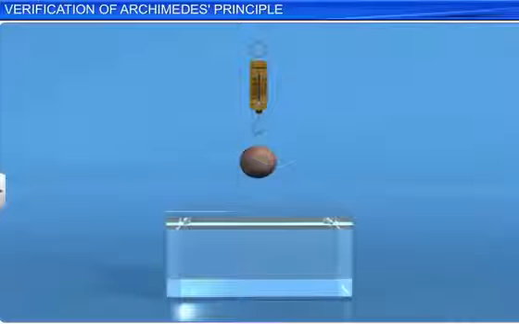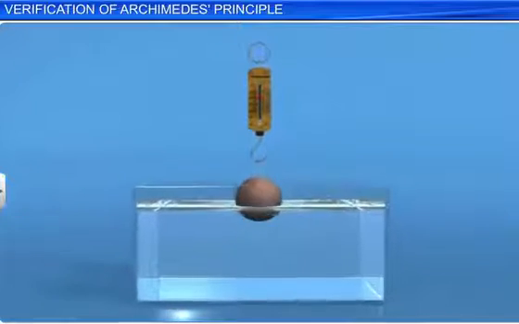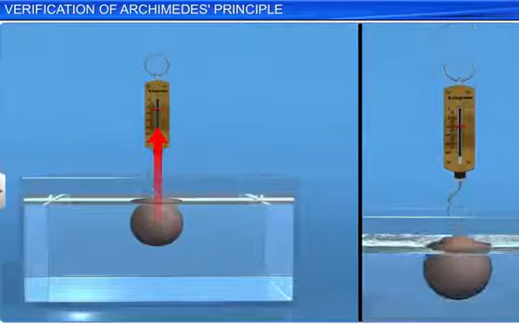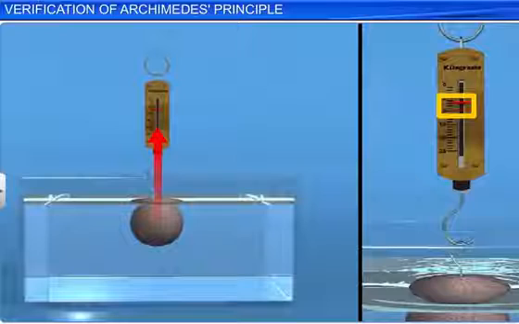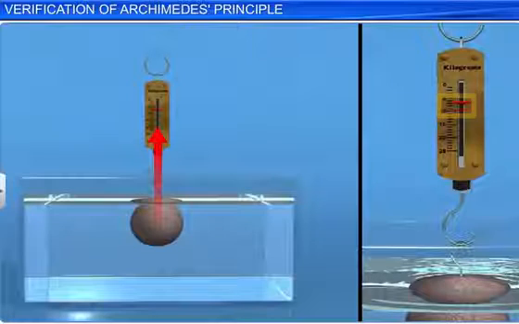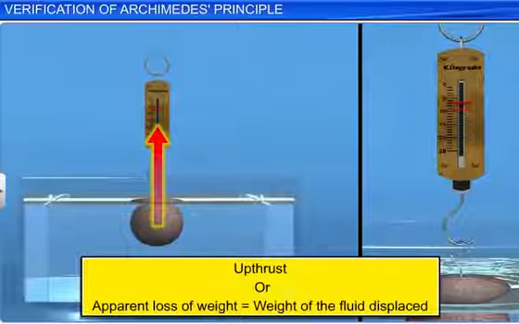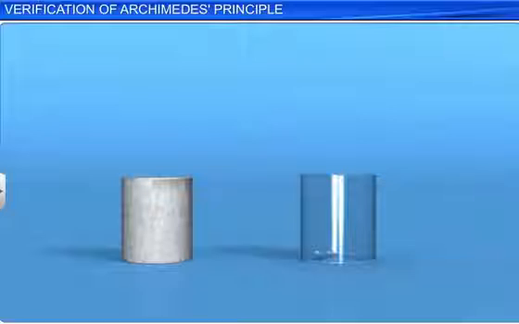When a body is partially or wholly immersed in a fluid, it experiences an upward force known as force of buoyancy or upthrust. Because of this, there is an apparent loss in the weight of the body. According to Archimedes' principle, the upthrust or the apparent loss of weight of a body immersed in a fluid is equal to the weight of the fluid displaced. Let us now verify this principle experimentally.